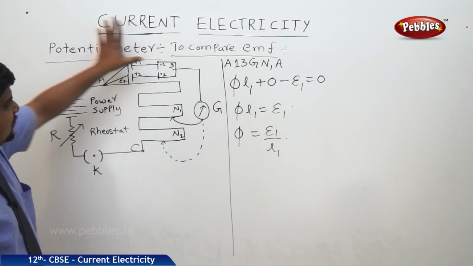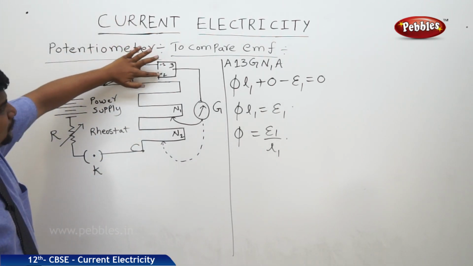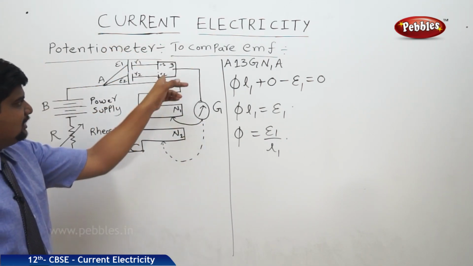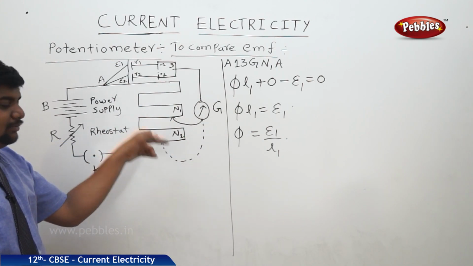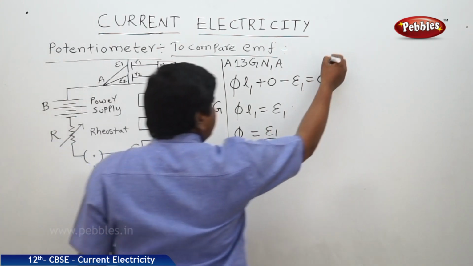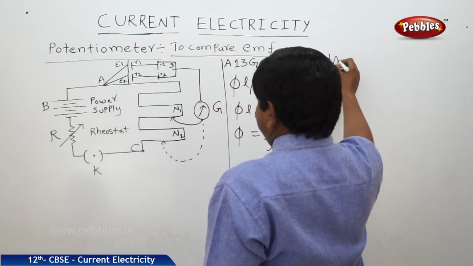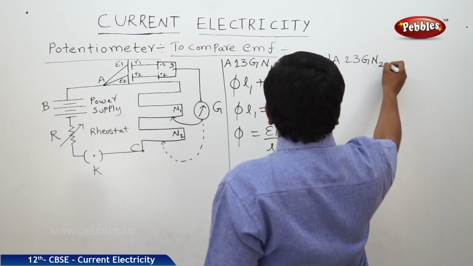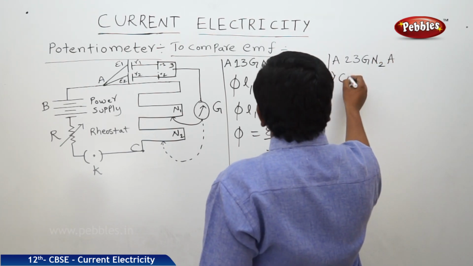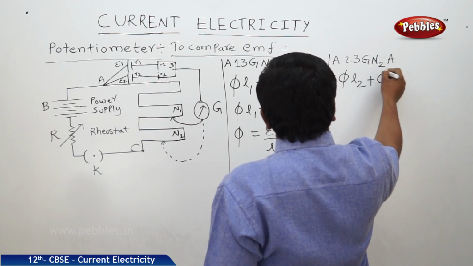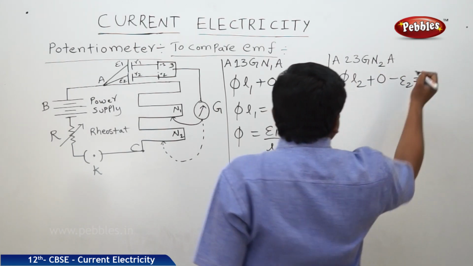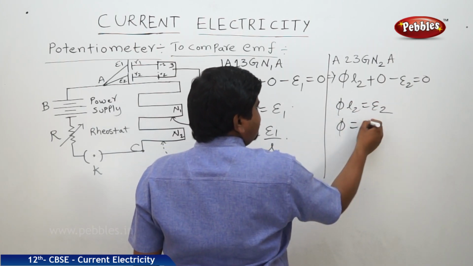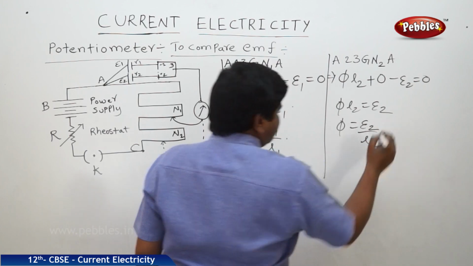Now, I am removing this E1 and connecting this E2, and then the path will become 2, 3, G, N2, A. When it is E2, the length will become N2. So what is the path again? A, 2, 3, G, N2, A. In this case, again, pi L2, galvanometer reading is 0, minus E2 is equal to 0. Therefore, pi L2 is equal to E2, pi is equal to E2 by L2.